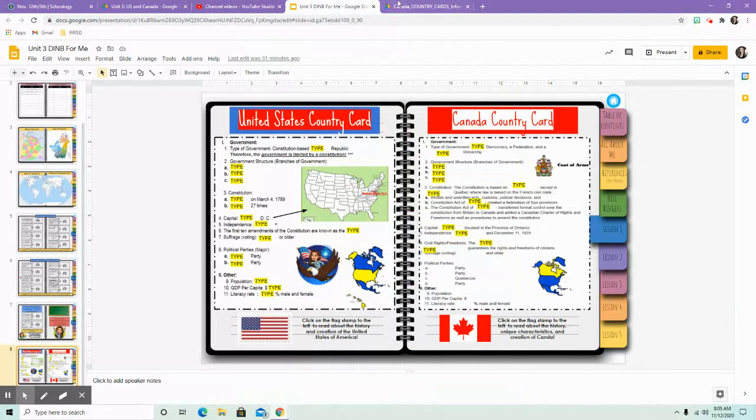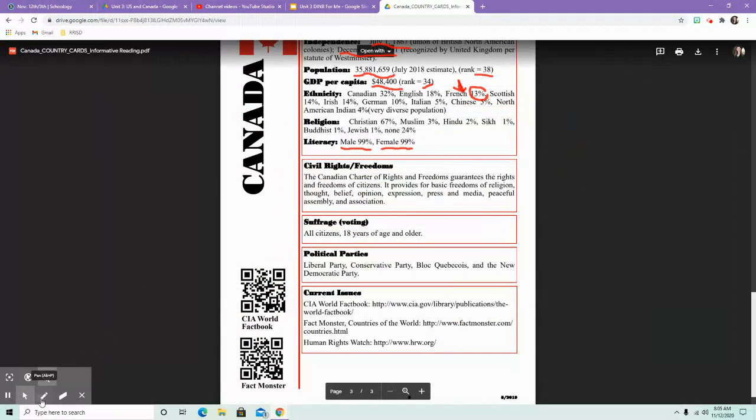All right, civil rights and freedoms looks a little bit different. They don't have a Bill of Rights, but they do have a Canadian Charter of Rights and Freedoms. And that's kind of a mouthful. The Canadian Charter of Rights and Freedoms guarantees the rights and freedoms of citizens. It provides for basic freedoms of religion, thought, belief, opinion, expression, press and media, peaceful assembly, and association. So it sounds a lot like the Bill of Rights. Their suffrage, their age of voting, is 18 years of age, just like the USA.